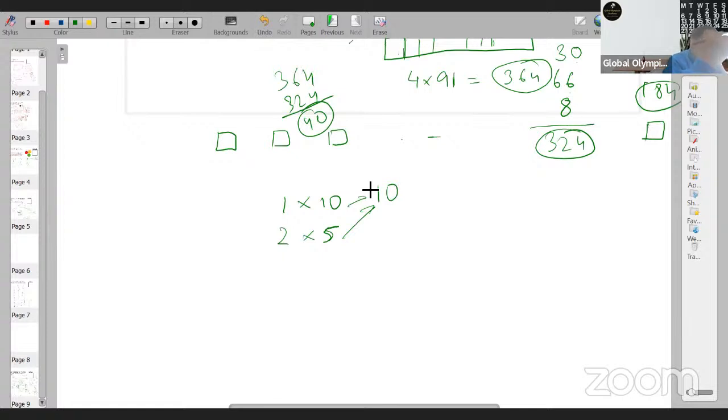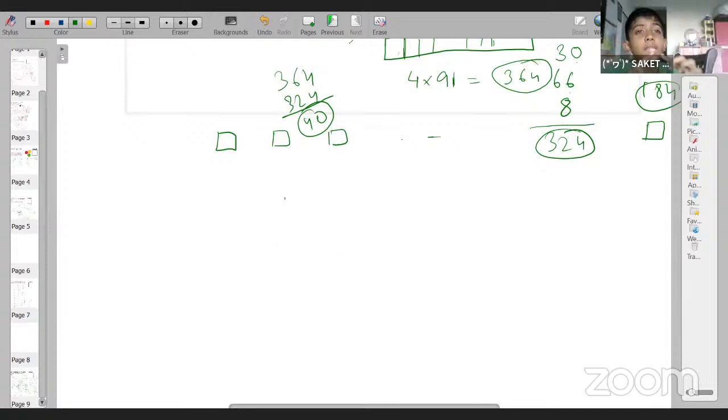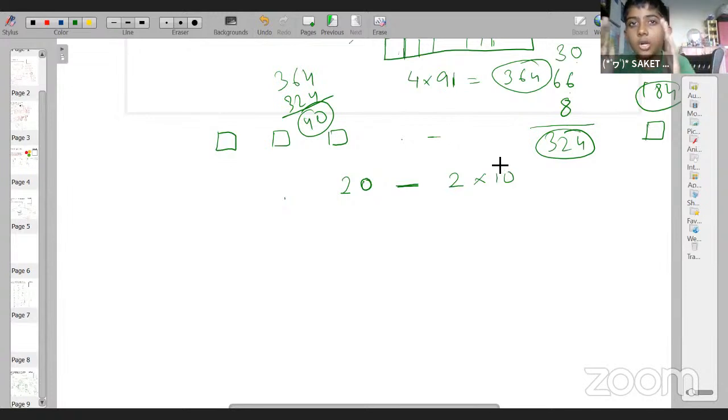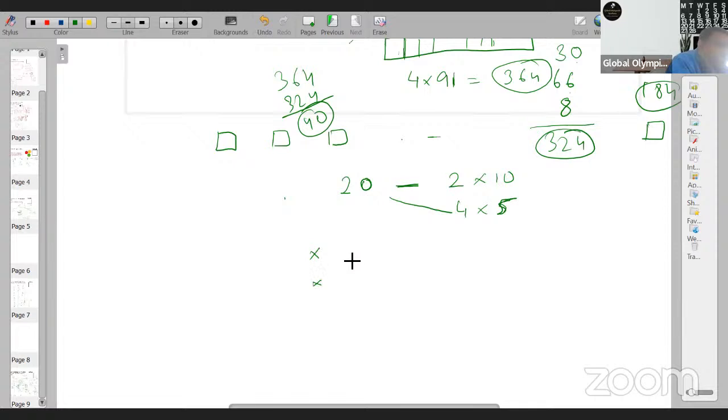The more exposed the square tiles are, the more sides are being exposed. That's why the perimeter becomes more, and the closer the two numbers are, the more sides are hidden. Let's understand this.